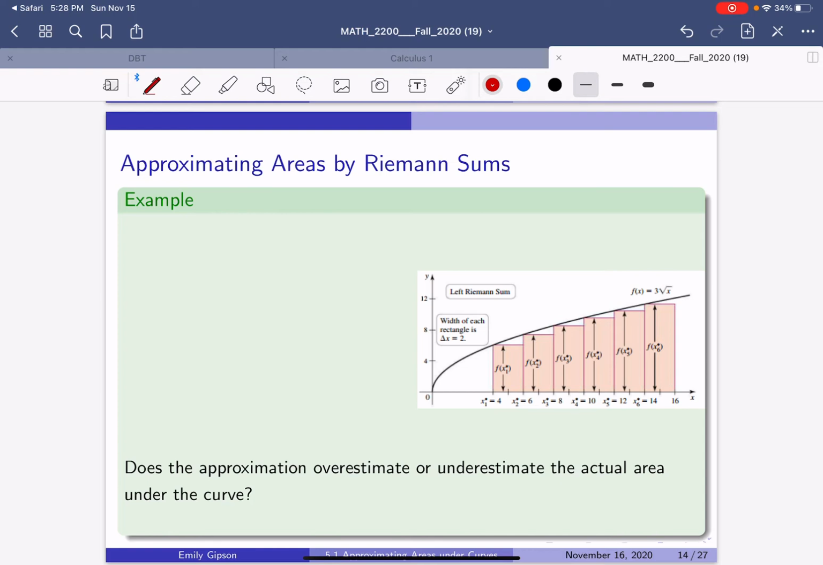So the first thing we want to do is determine the width of our subintervals. B is 16 minus A is 4 all over 6, which is the number of subintervals I want. 16 minus 4 is 12, divided by 6 is 2. So my delta x equals 2.